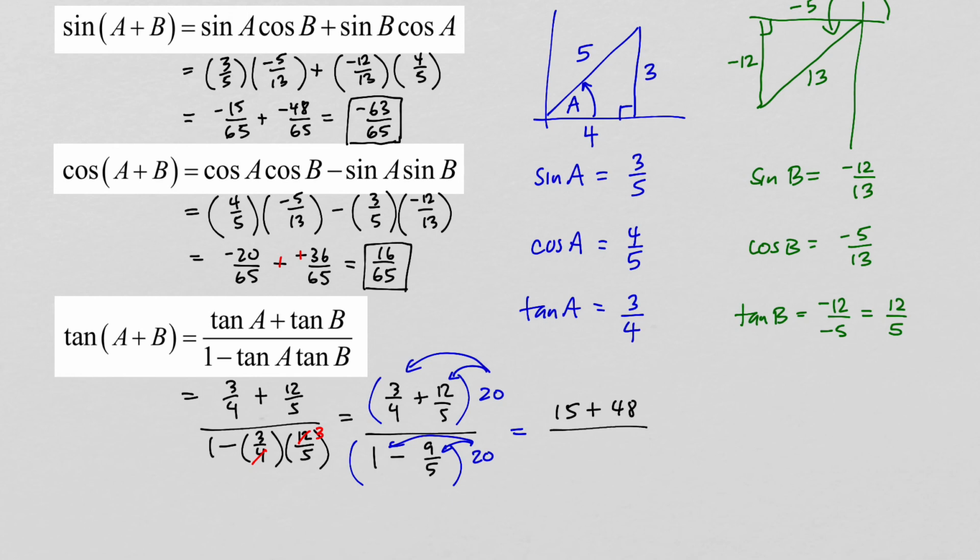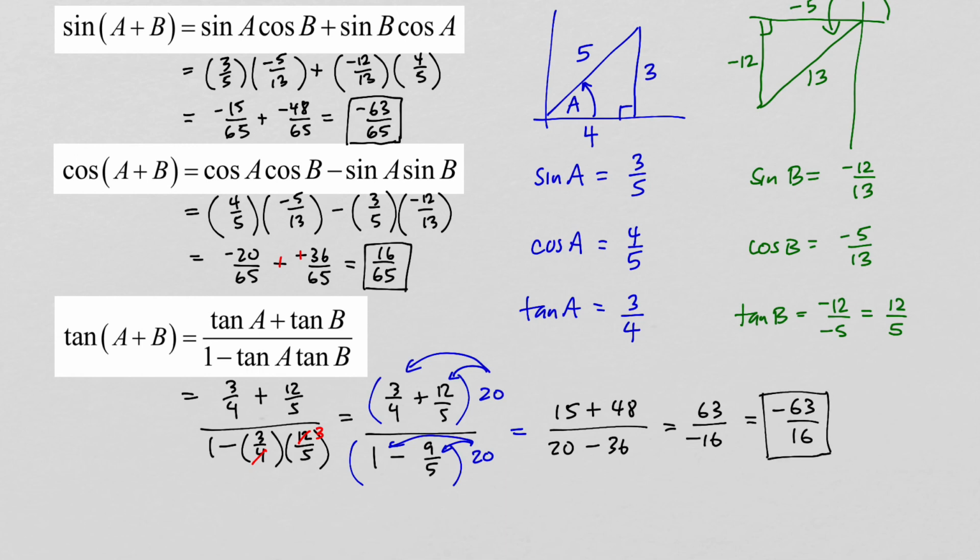And in the denominator, we have 20 times 1, which is 20, minus, and then here we have 20 divided by 5 is 4 times 9 is 36. And so we have 63 divided by negative 16, which is the same as negative 63 over 16.